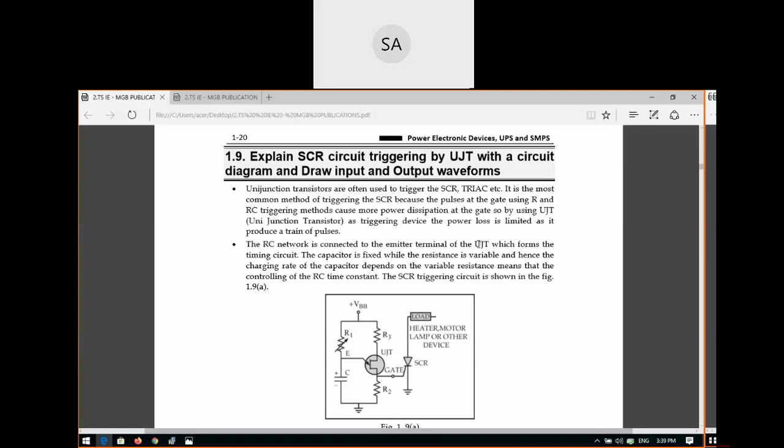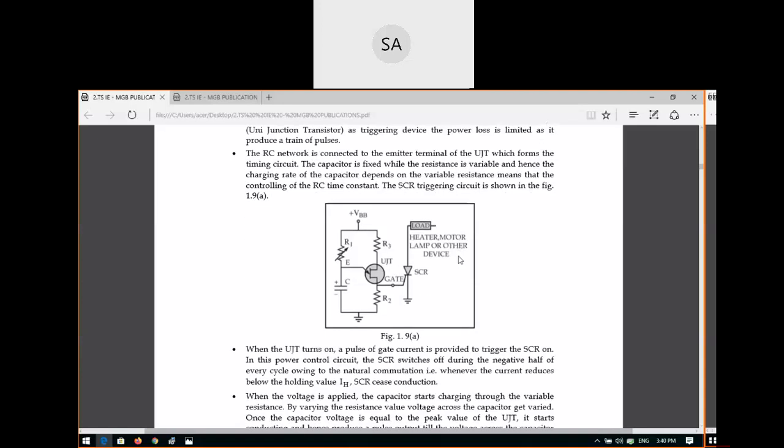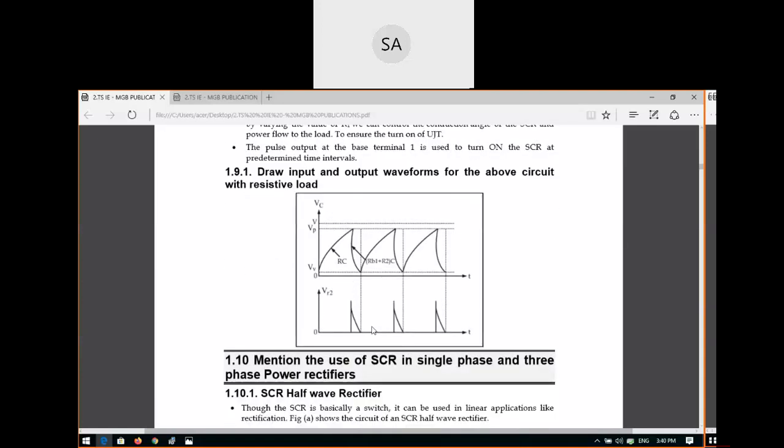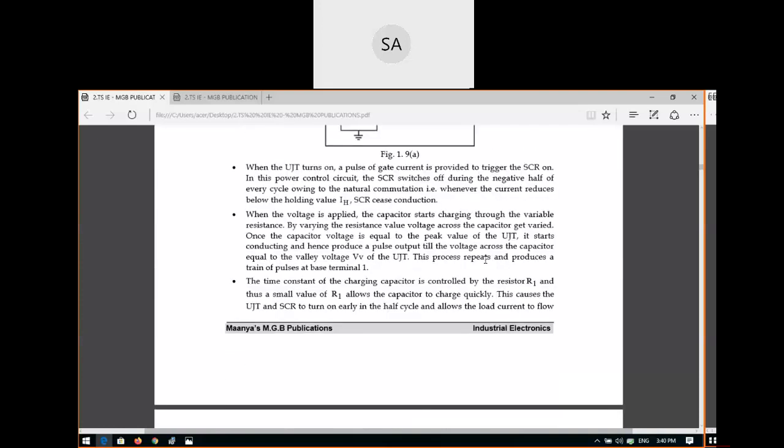Okay, and the most common method of triggering the SCR, because the pulses at the gate using RC triggering methods cause more power dissipation at the gates. So by using UJT as the triggering device, the power loss is limited as it produces a train of pulses. Correct or not? So the power loss is less because it will generate a train of pulses. So this is called a train of pulses. The train of pulses will be generated by using a UJT.